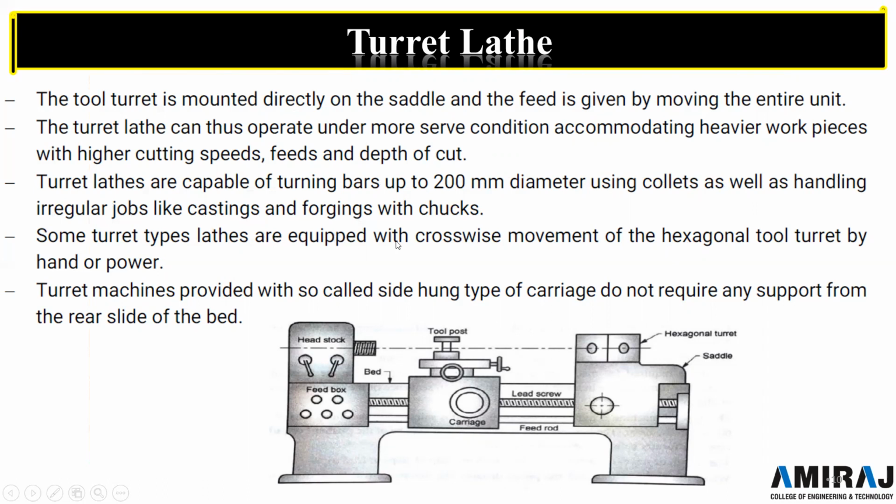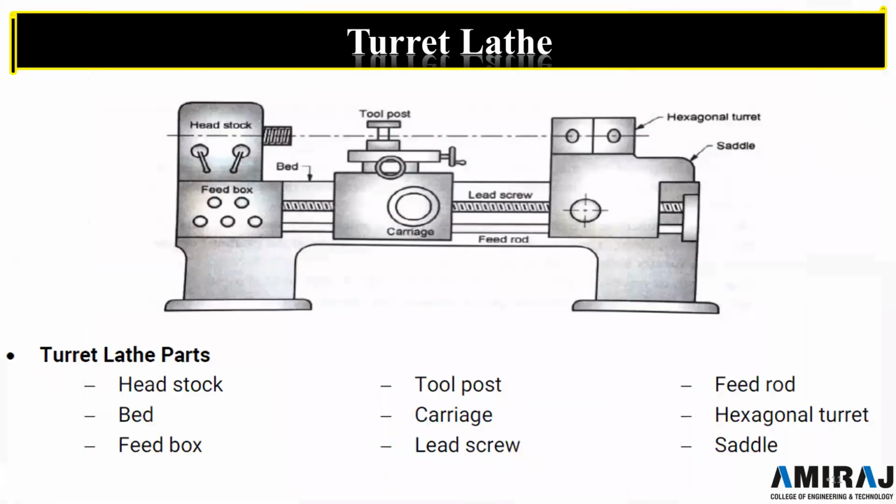Some turret type lathes are equipped with the crosswise slide movement of the hexagonal tool turret by hand or power, so cross slide movement is also possible. Now the turret machine provided with so-called side hung type of carriage does not require any support from the rear side of the bed.